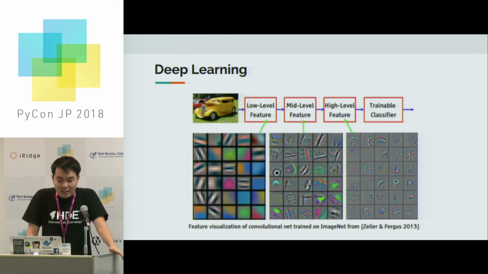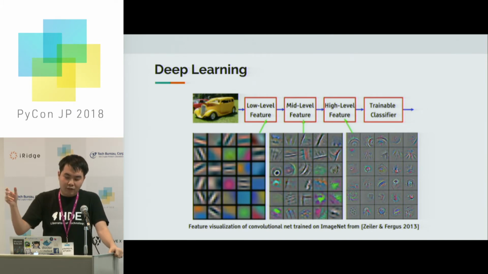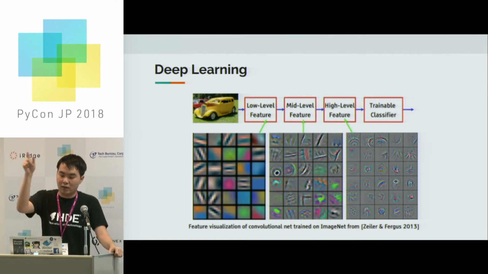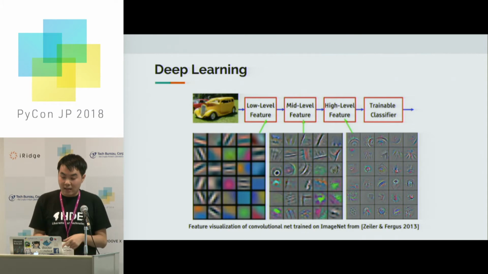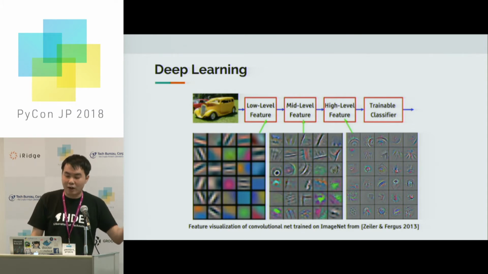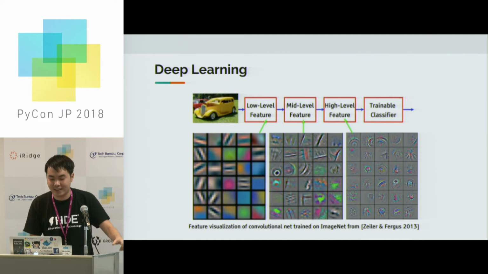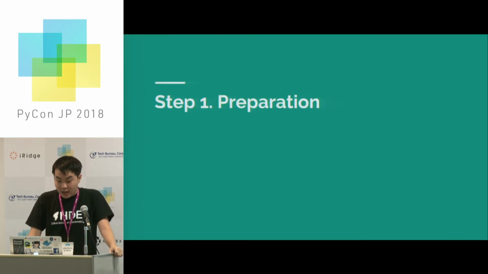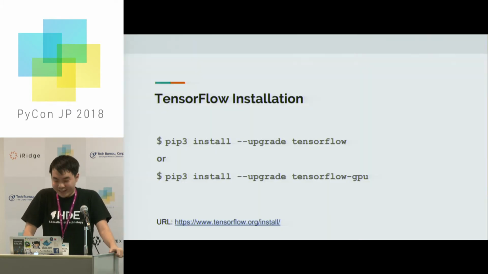So internally, this is what it looks like when you run a deep learning model against an image. In the deep learning model, first it tries to extract low-level features, and after that it goes to mid-level features, and you get a clearer image. For example, it's actually a round shape, or it's actually, how do you say, a clear object representation as a high-level feature, and later you get the trainable classifier.